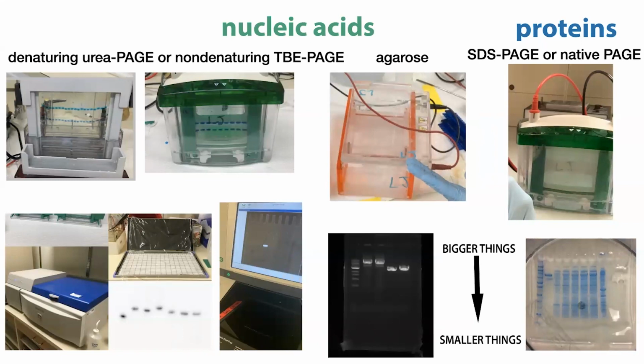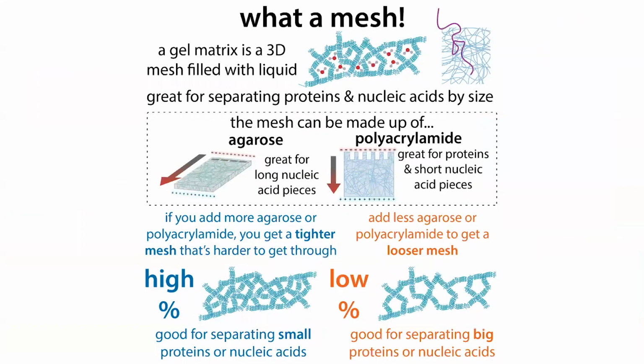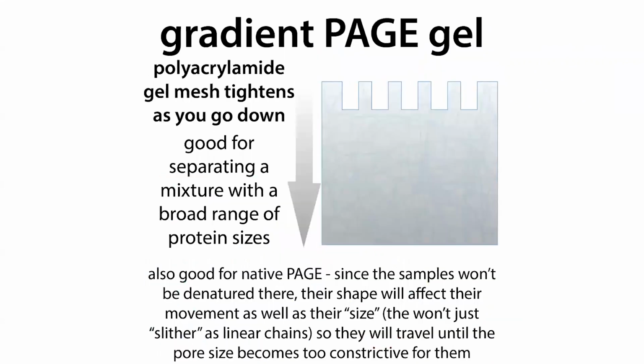So you have your gel composition. Do you have agarose? Do you have polyacrylamide? Remember, agarose for those bigger DNA or RNA, polyacrylamide for those smaller nucleic acids, as well as for protein. And then with both of them, you can customize how good they are for bigger or smaller things based on how meshy it is. So a higher percentage gel is better for separating small things, and a lower percentage gel is going to be better for separating bigger things. And then there are also gradient options, if you need a range of sizes for the polyacrylamide.